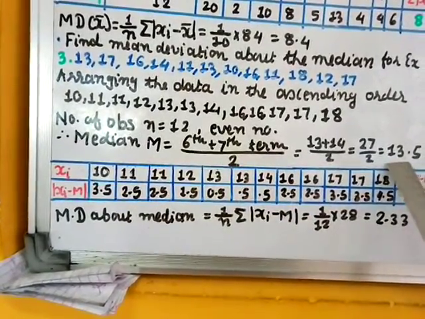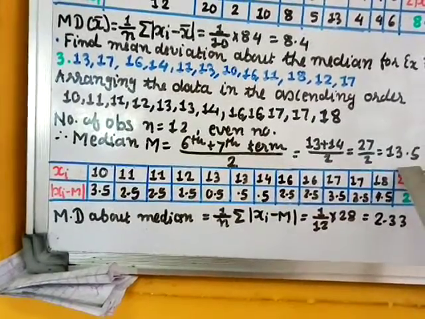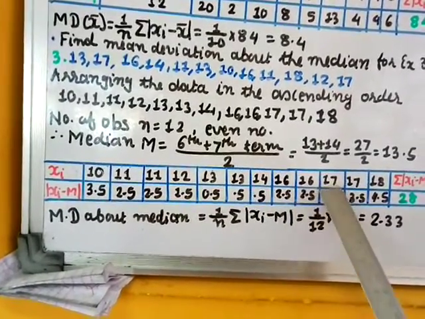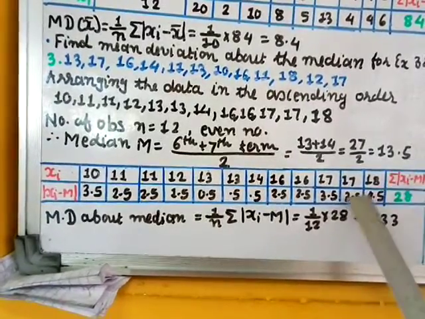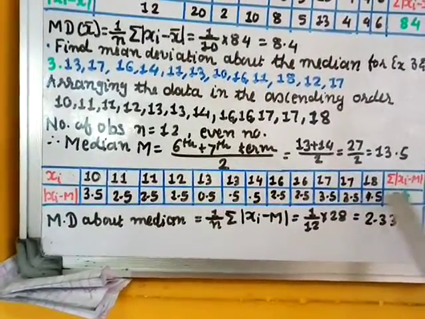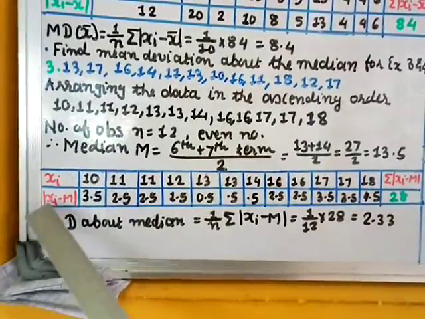16 minus 13.5, that is 2.5. 17 minus 13.5, that is 3.5. 17 minus 13.5 is 3.5. 18 minus 13.5 is 4.5. Now find the sum total.